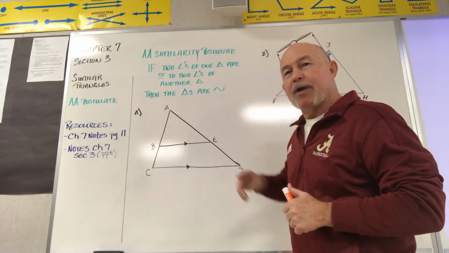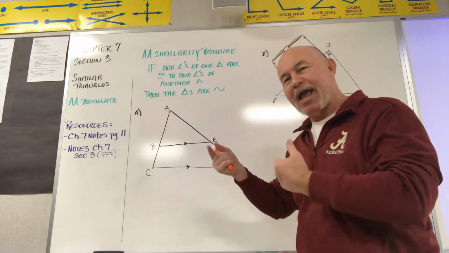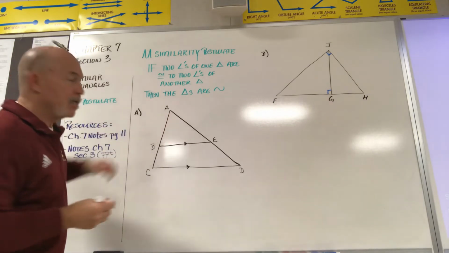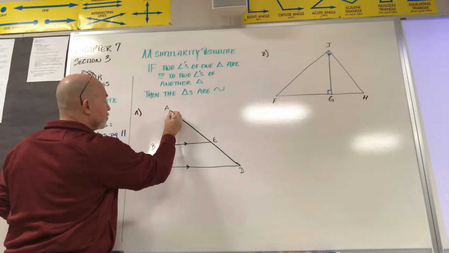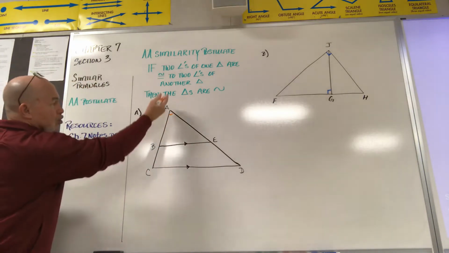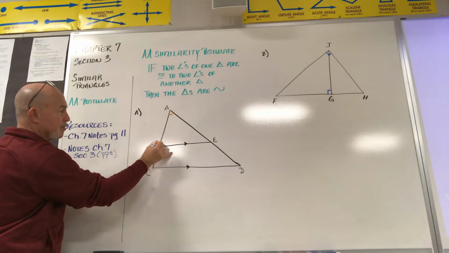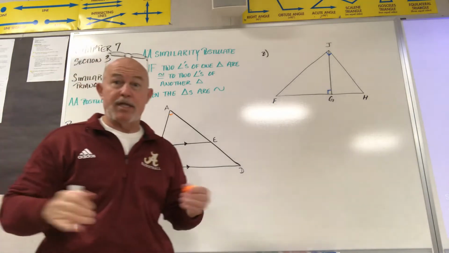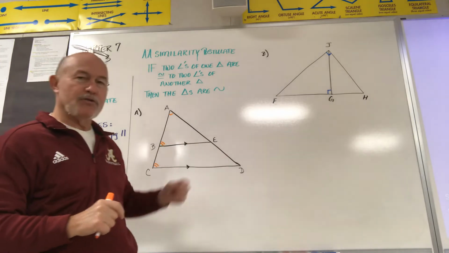Remember, if those are parallel, we have our parallel line transversal angles. First and foremost, A is common to both triangles. Transversal to parallels, that means that this is equal to this. There's the two angles right there. We also know this angle is equal to this angle.